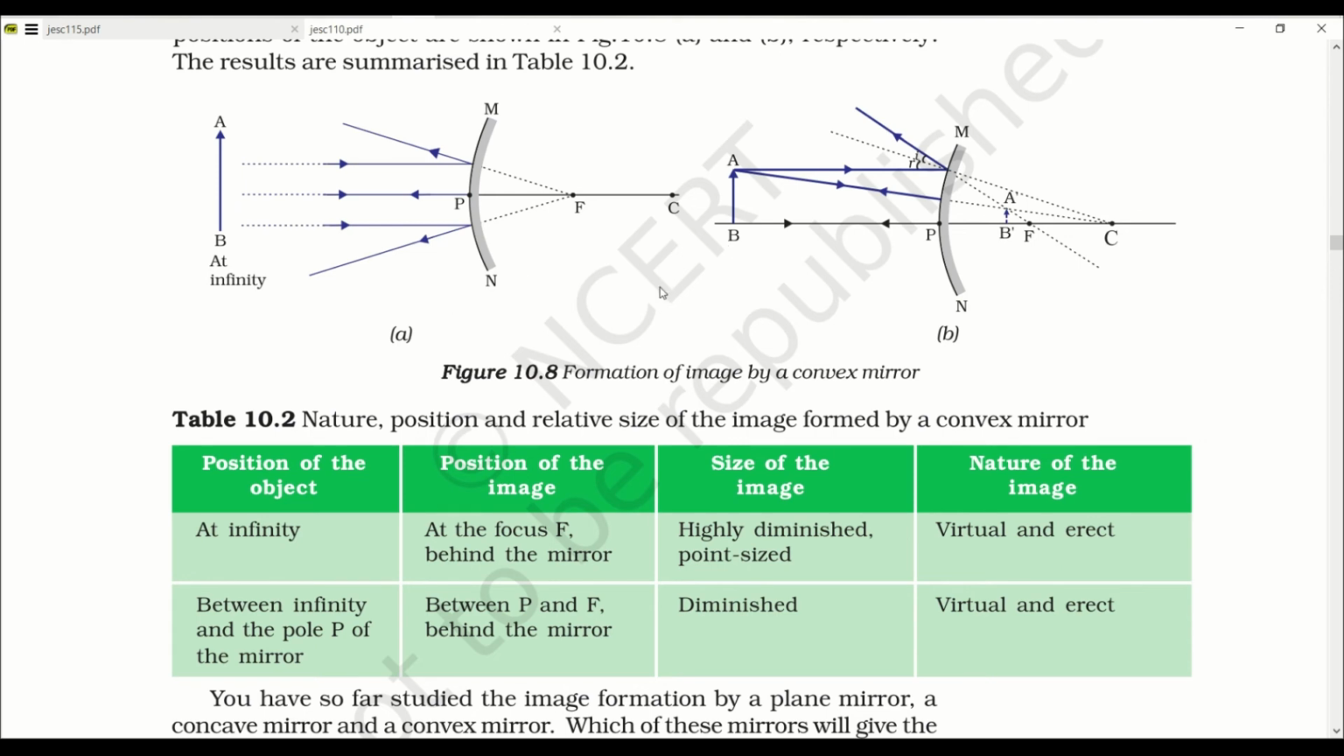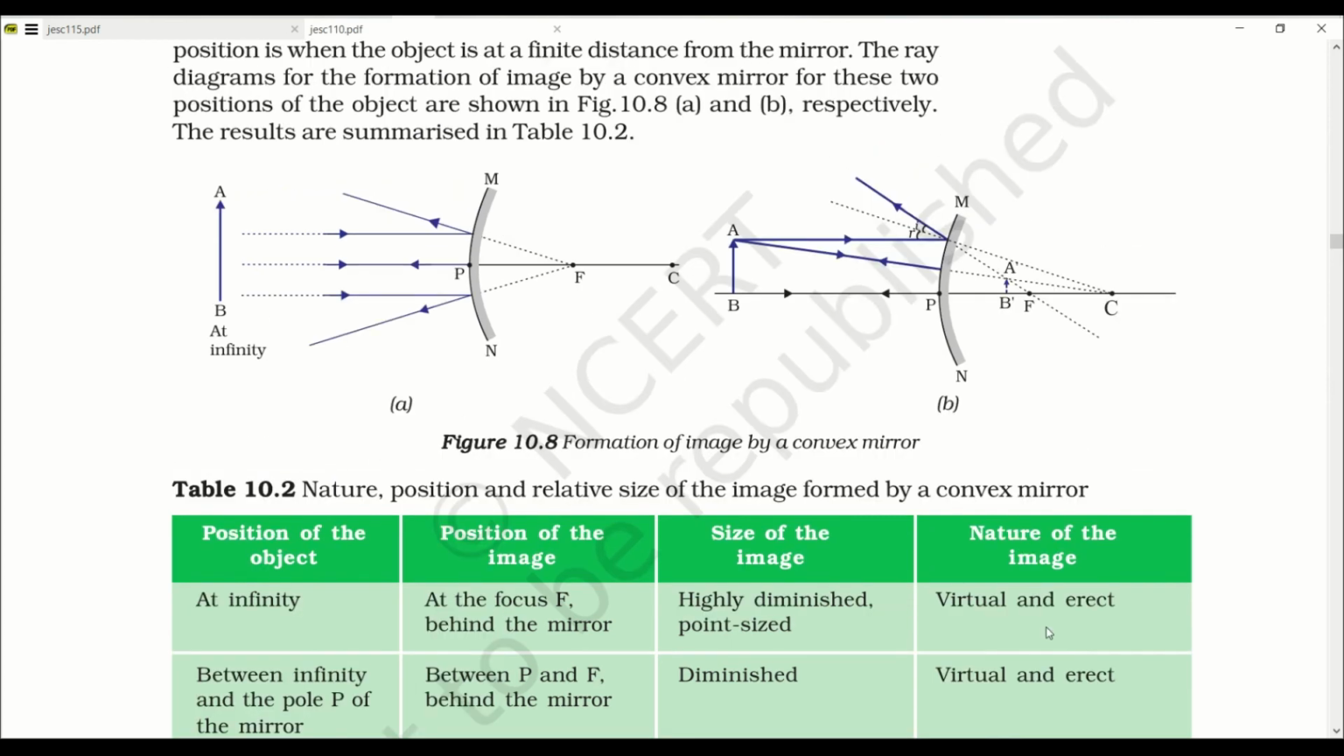In both the cases of convex mirror, you will get the nature of the image to be virtual and erect. When the object is between infinity and the pole, that means anywhere between infinity and the pole, the position of the image will be between P and F, that is here between pole and focus, and it will be diminished and virtual and erect. So these are the 8 situations in which 6 situations are considered from concave mirror and 2 situations are considered from convex mirror, where you can study image formation by both the spherical mirrors.